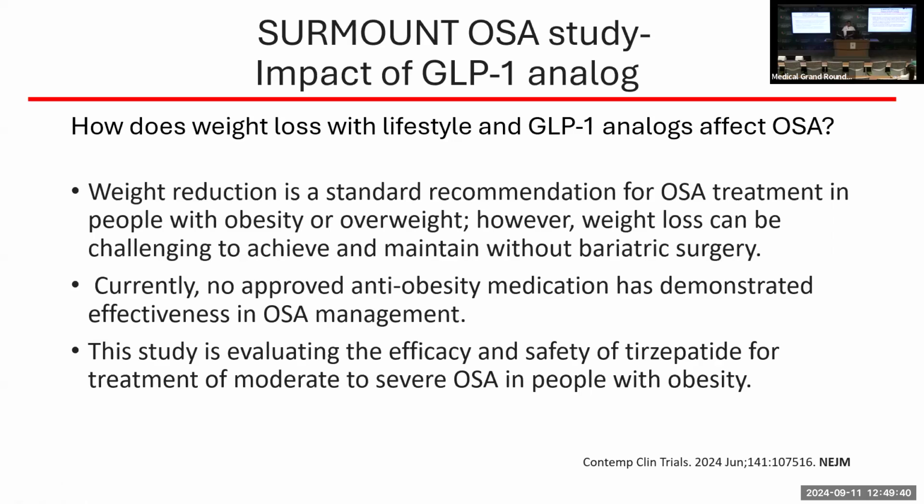The background was that weight reduction is a standard recommendation for sleep apnea treatment in patients with obesity and overweight. However, it is quite challenging to obtain weight loss without measures like bariatric surgery. At the time of the study, there was no medication for obesity which was demonstrated to have effectiveness in obstructive sleep apnea, and thus the study was warranted. They did the study to examine the efficacy and safety of tirzepatide for the treatment of moderate to severe obstructive sleep apnea in patients with obesity.